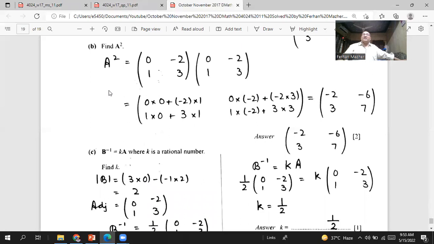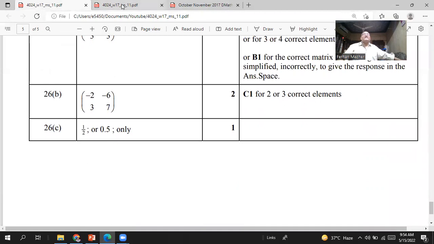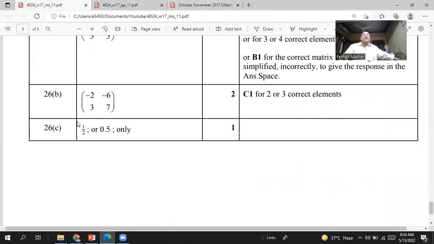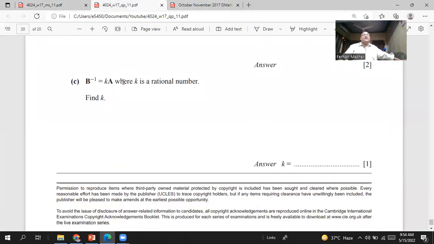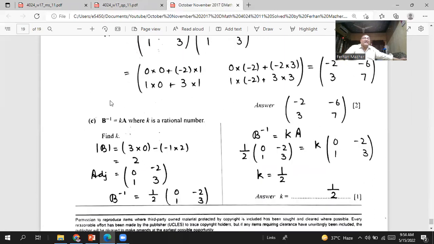I think the question is showing on your screen and you can do it easily. So let's confirm whether the answer is right. Minus 2, minus 6, 3, and 7. That is the answer. Okay, so the next question says B inverse is equal to K times A, where K is a rational number. So we very easily just find the B inverse.